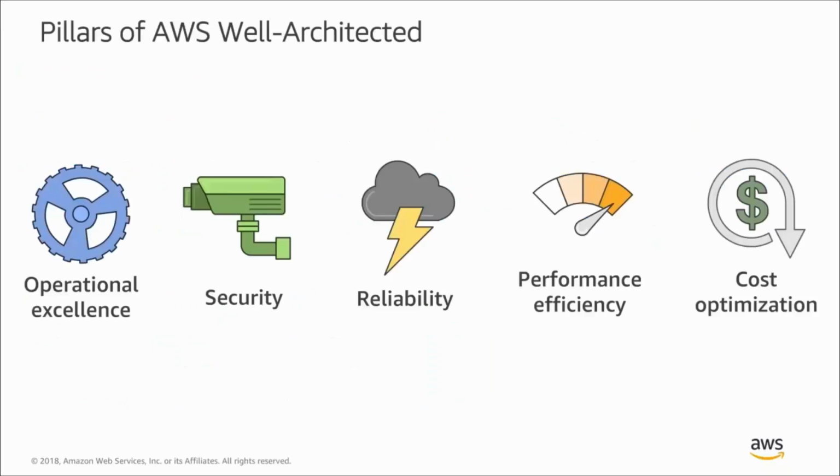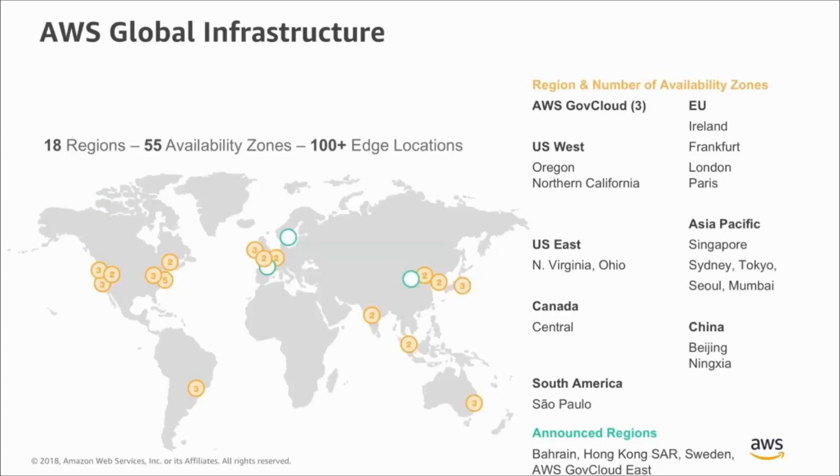Now, before we go on any further, it's really important as we talk about these well-architected pillars that we discuss our global infrastructure. Our global infrastructure is comprised of 18 regions across 55 availability zones with 100 plus edge locations. Each region is comprised of 2 or more availability zones. Within each of those availability zones, we have at least 1 or more data centers. And each availability zone within a region is fully isolated from one another.